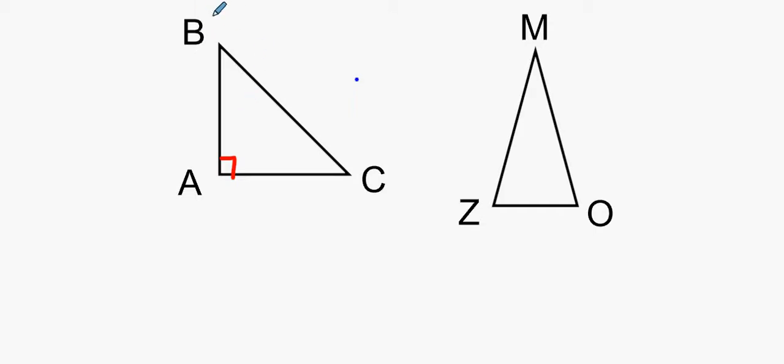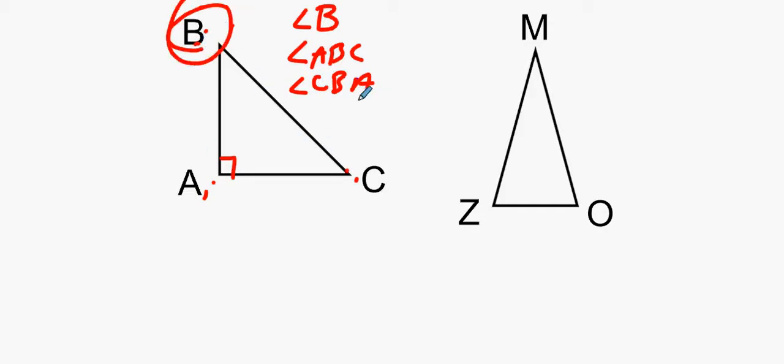Let's label the top angle. 3 possible labels. Just angle B, angle ABC, or angle CBA. You can go from here to here, here to here, but this needs to stay in the middle, right? Or by itself. Over here we have another triangle, not a right triangle.